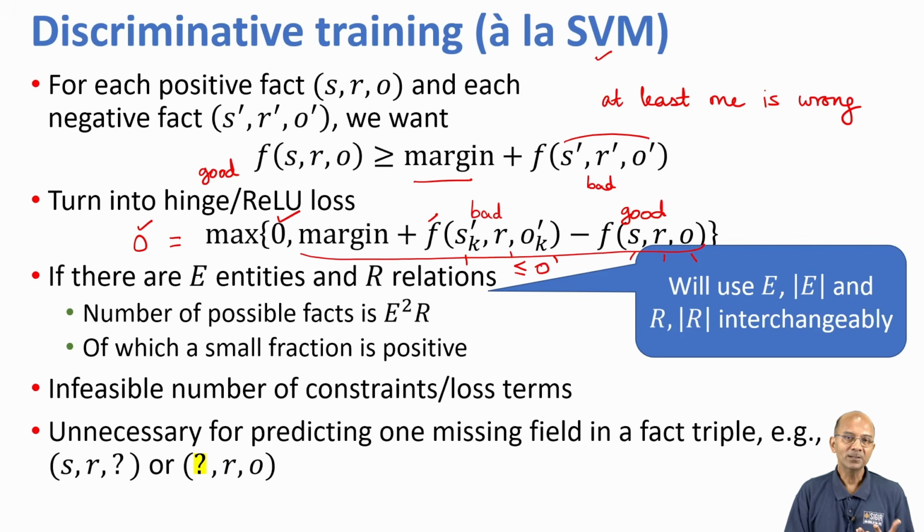Now, generally the strategy that's followed is that I'm not going to take SRO and then perturb all three of them in all possible ways. I'm only going to perturb one thing at a time, and that limits the search space between the good-bad pairs. So we would take SRO and only knock out the object, or we'll take SRO and only knock out the subject.